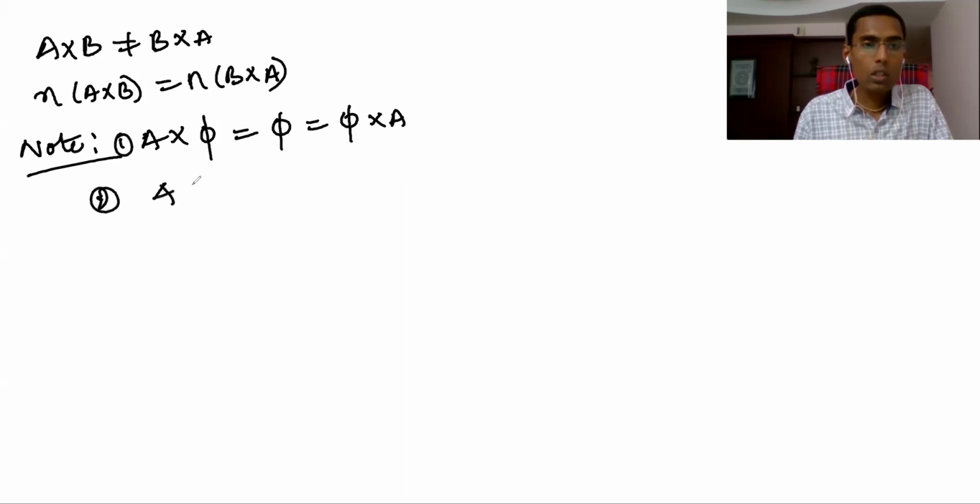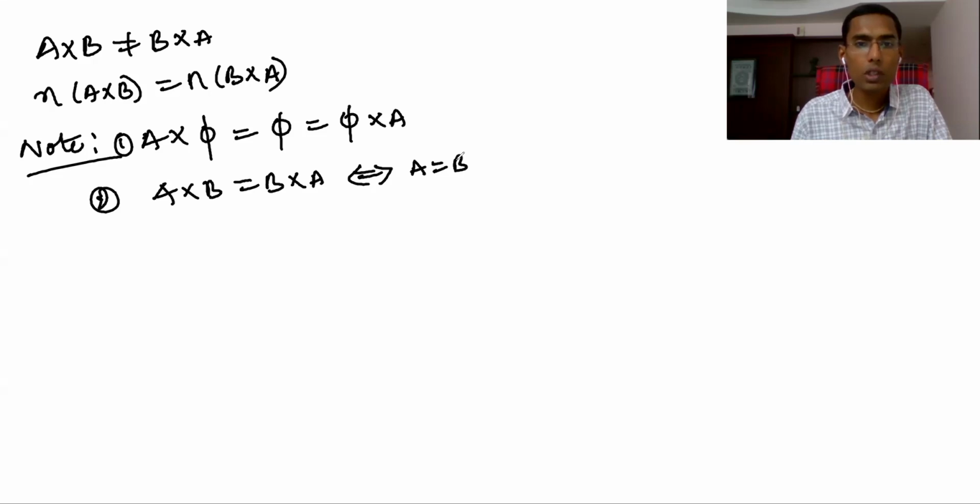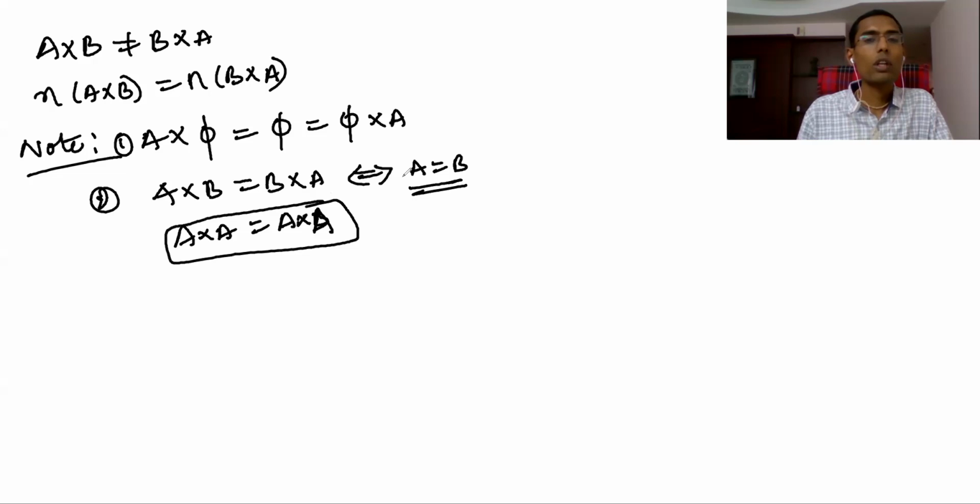2. A cross B equal to B cross A. Let us say that implies and is implied by A equal to B. Then only this happens. A equal to B, A cross B equal to B cross A. What does it mean? A equal to B. If A and B are equal, then A cross A, this side also A cross A only. Then it will become equal. Then only it becomes equal. That is the reason in general I wrote, A cross B is not equal to B cross A in general. Otherwise, if A equal to B, then both are equal. If one of the sets is empty set, then also it is equal. Okay, right? So that's one.